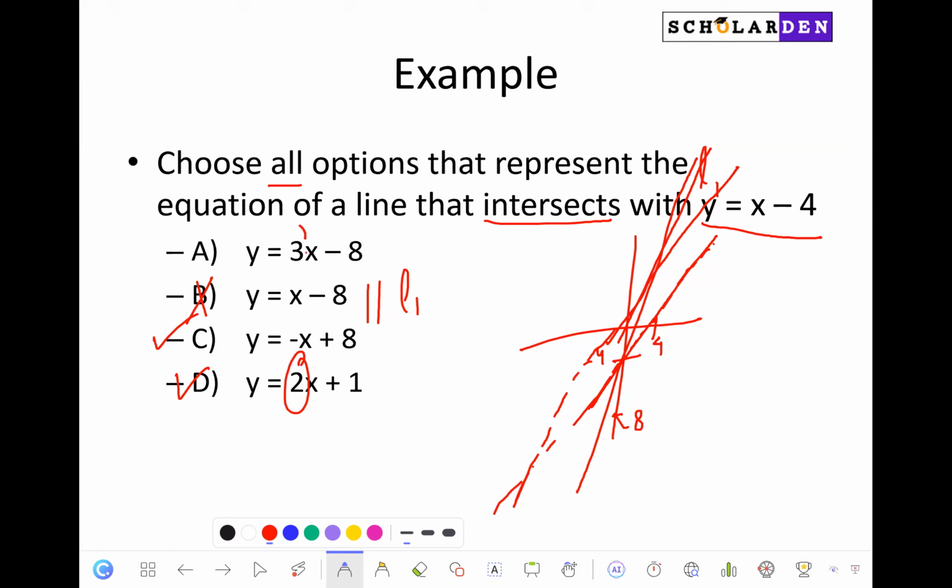Why? The key giveaway is this slope. Yes, absolutely, the key giveaway is this slope. If the slope is not the same and the intercepts are also different, this tells us that these lines will intersect. So B is the only line that was parallel to our line.